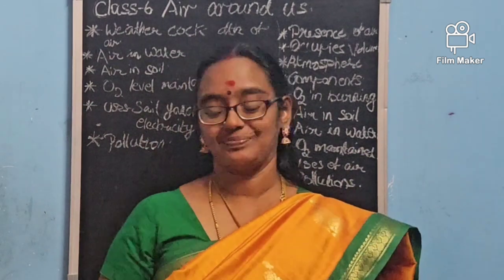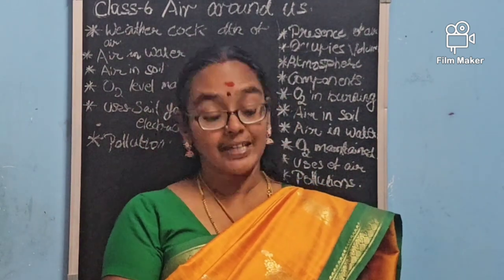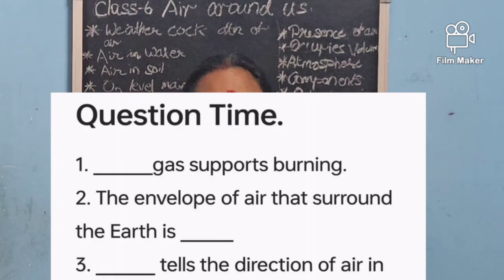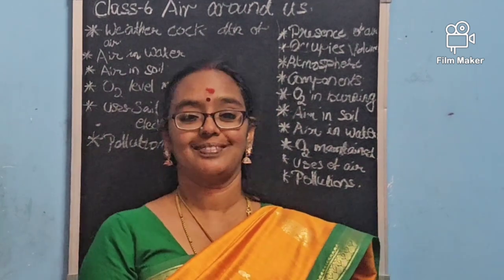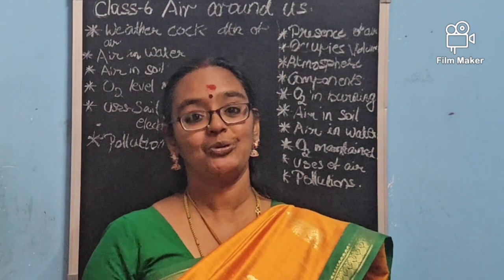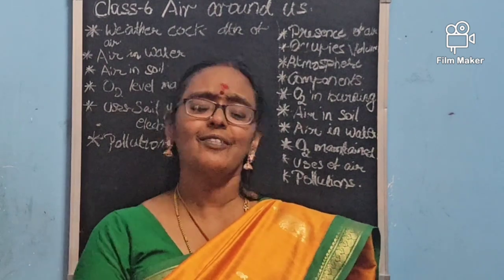Now it's question time. Question number 1. Dash gas supports burning. Is it nitrogen, oxygen or carbon dioxide? Second one. The envelope of air that surrounds the earth is dash. Third one. Dash helps to tell us the direction of the wind. I think these questions are very easy for you to answer. Answer in the comment box and we can meet in the next class.